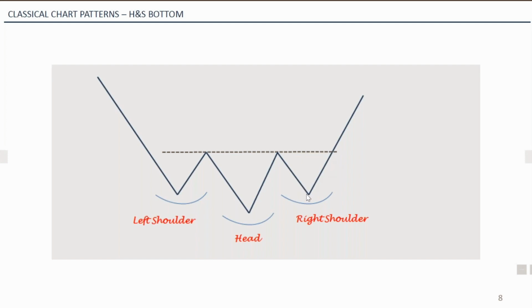The right shoulder forms at a higher level than the head. And you will see in my reports that most of the time I like to see symmetry between the left shoulder and the right shoulder, both in price and time. So the width of the left shoulder and the width of the right shoulder are usually symmetric. What I call those are textbook head and shoulder bottoms. And then the breakout takes place.